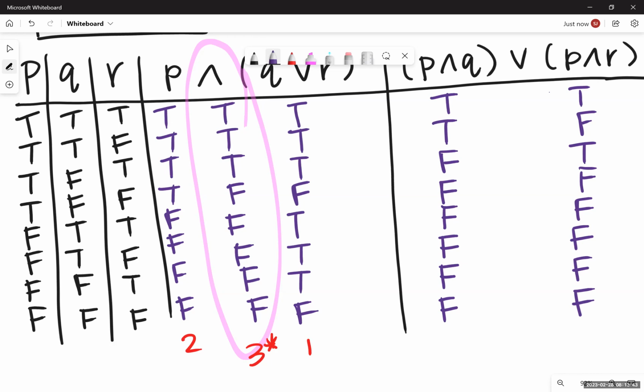So after we've answered both of those sets of parentheses, now we can actually do the connective. Where we go in between them, which is the final answer column. And then our goal is to compare them. If they match, then they are equivalent.